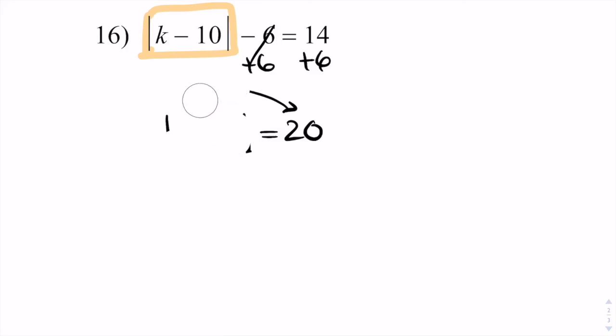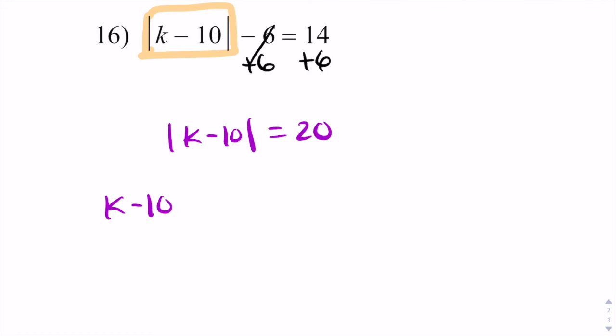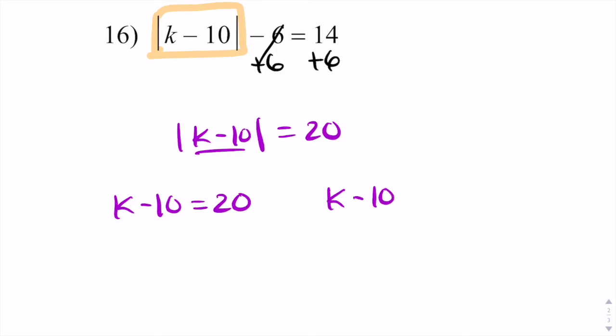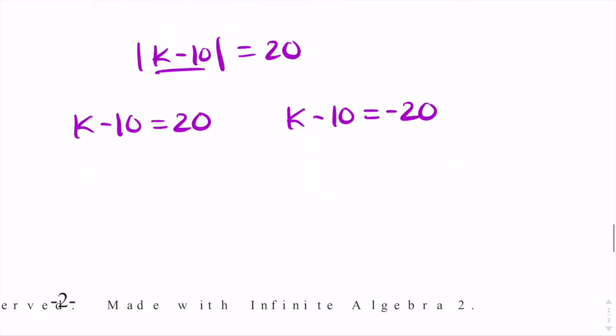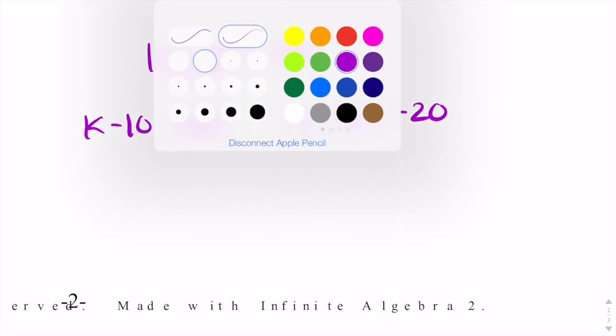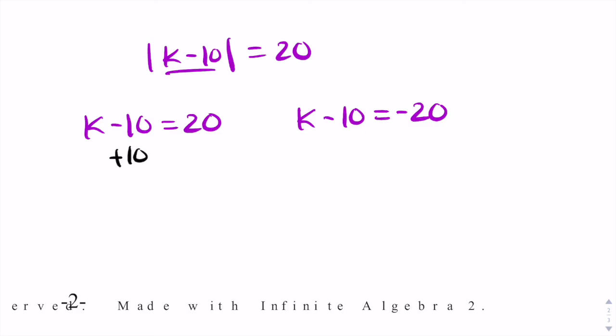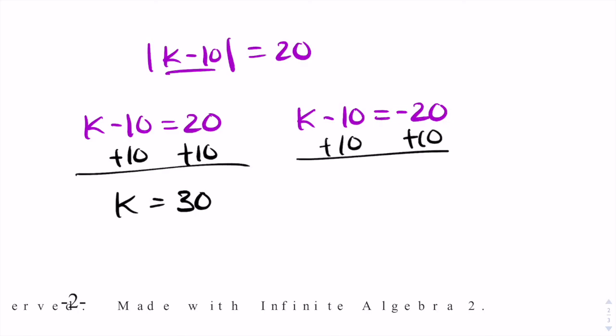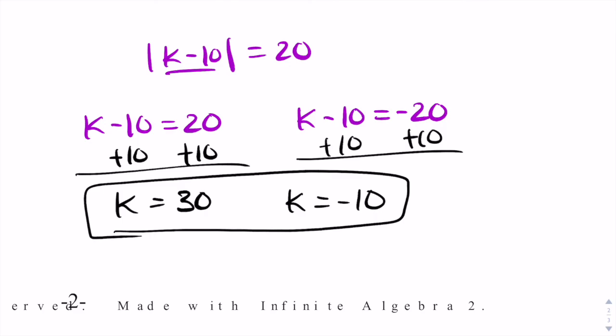So that's exactly what we're going to do. Let me just write it again. We're going to get that k minus 10, what's inside, is going to equal either positive 20 or k minus 10 has to equal negative 20. So adding 10 to both sides, we get that k is equal to 30. And adding 10 to both sides of this equation, we get that k is equal to negative 10. So there are our two solutions.